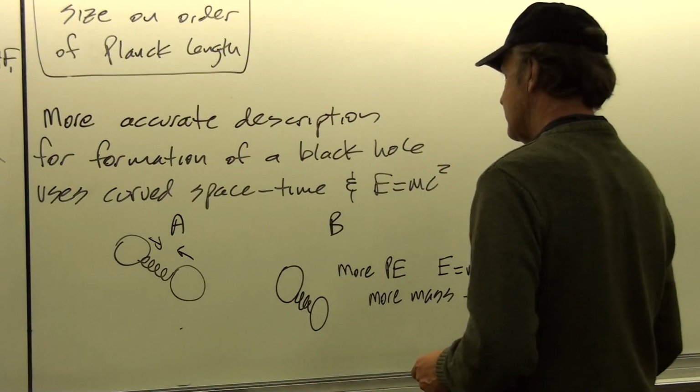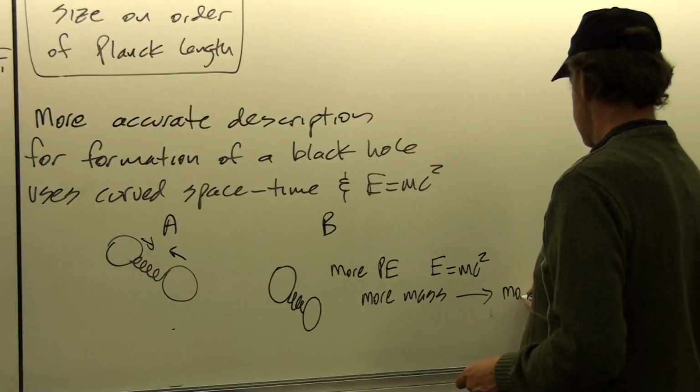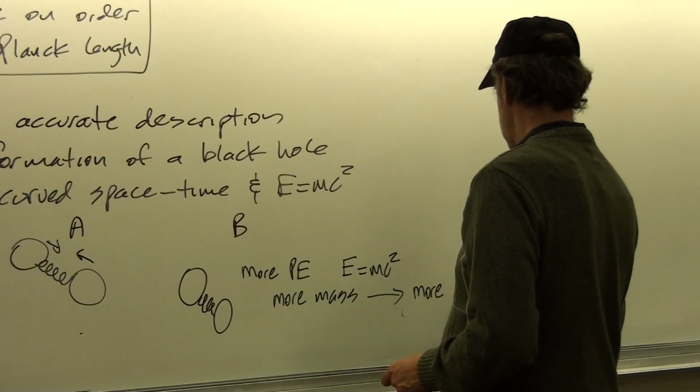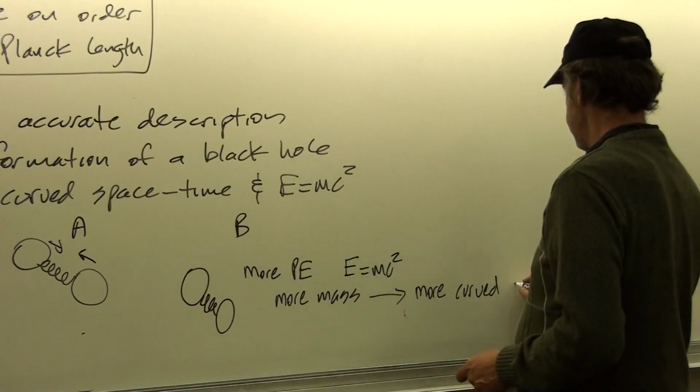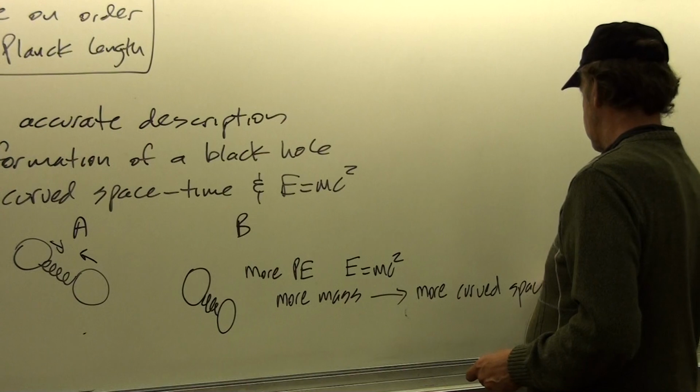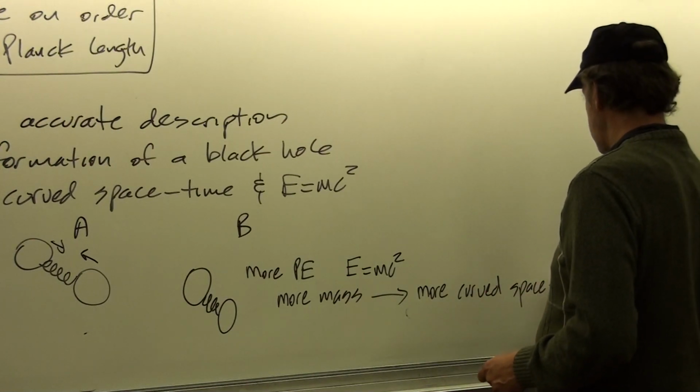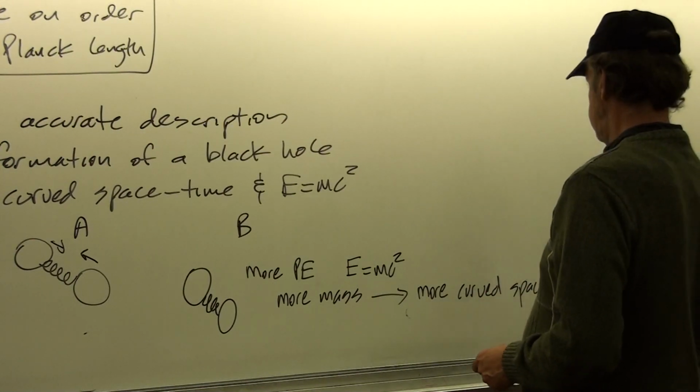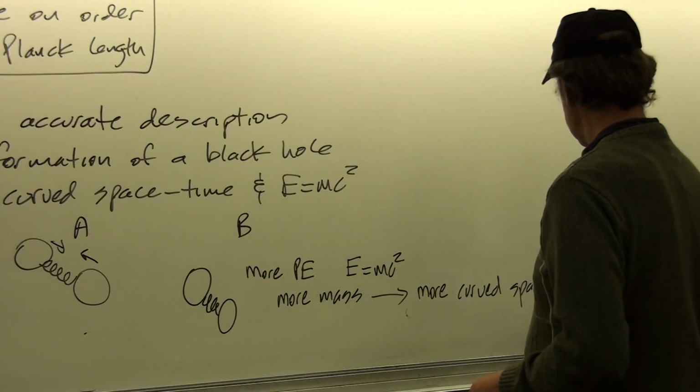But more mass means more gravity, which is more curved space-time. So more energy curves space-time more. And so that creates more gravity.